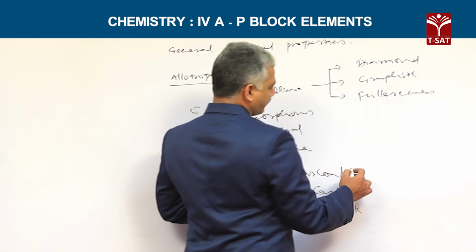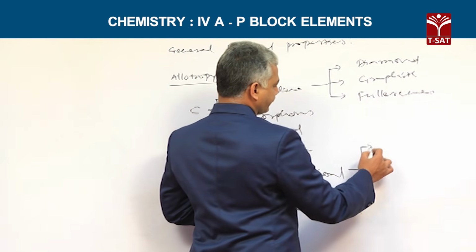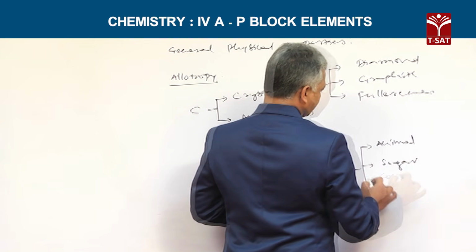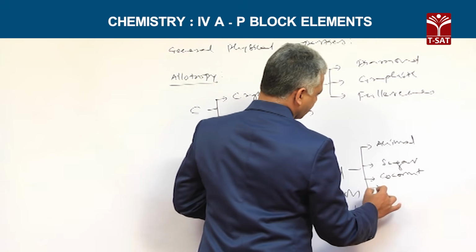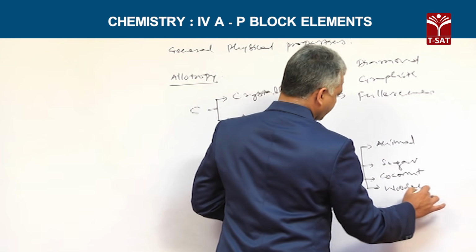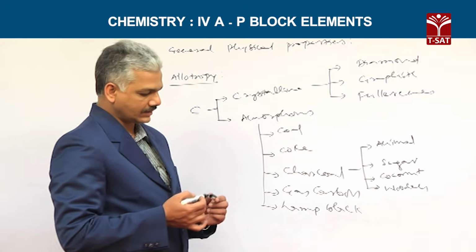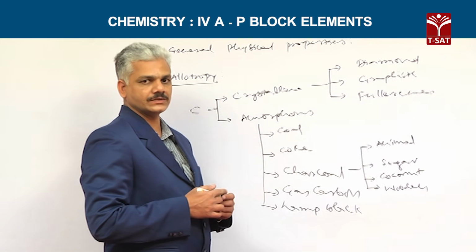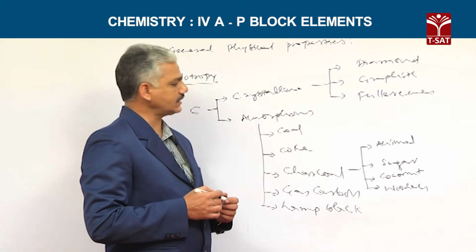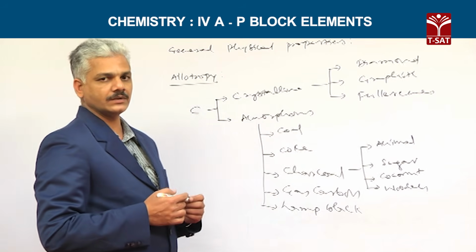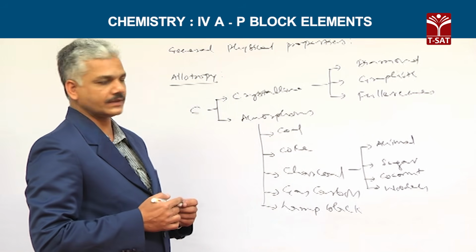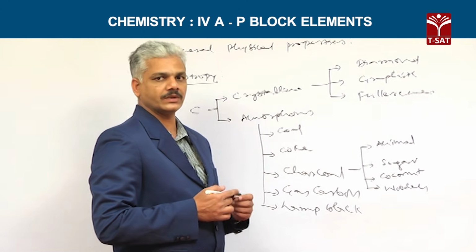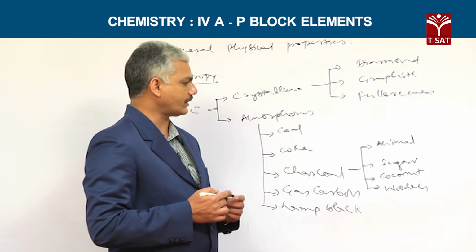Charcoal, depending on the source, is given different names like animal charcoal, sugar charcoal, coconut charcoal and wooden charcoal. Animal charcoal is obtained by the destructive distillation of bones and is used as a common decolorizing agent. Sugar charcoal is obtained by the action of concentrated sulfuric acid on sugar. It is the purest man-made form of carbon.